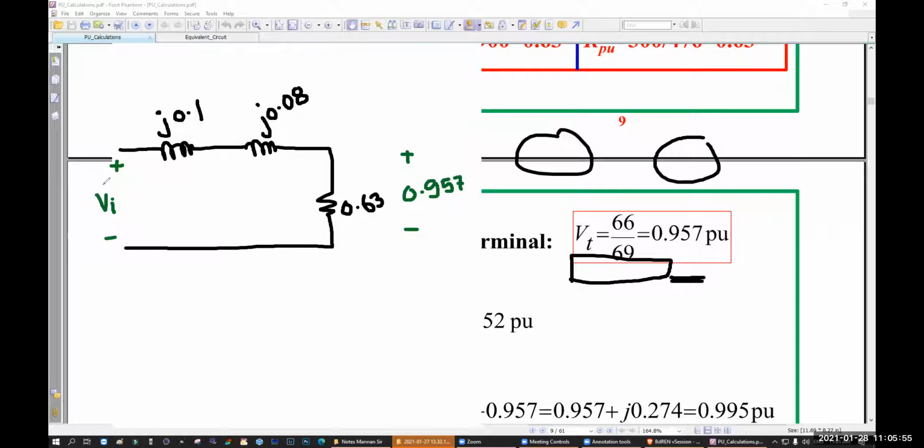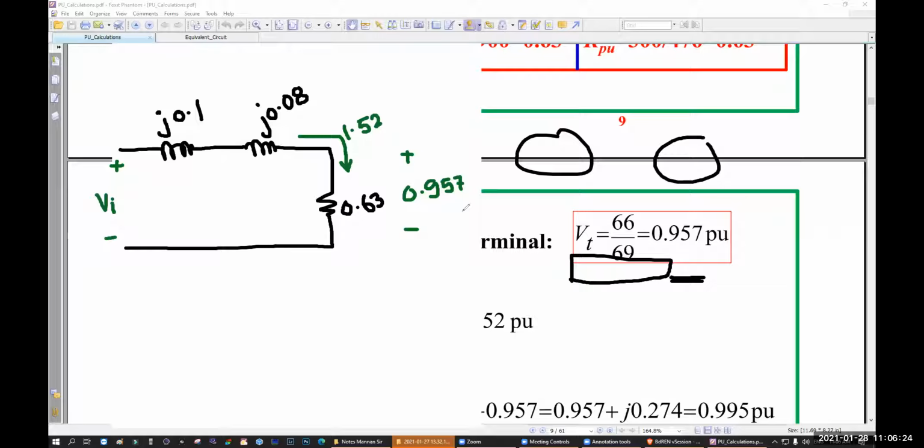KVL? Not exactly KVL. Because you know the voltage here, right? Do you know the current? Sir, we would use the voltage divider rule. You could use the voltage divider rule, but you don't know this. But do you know the current? Yes sir, it is 1 per unit, right?